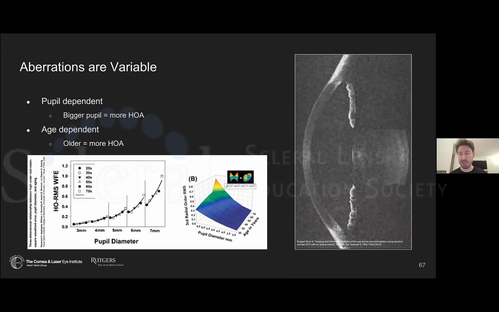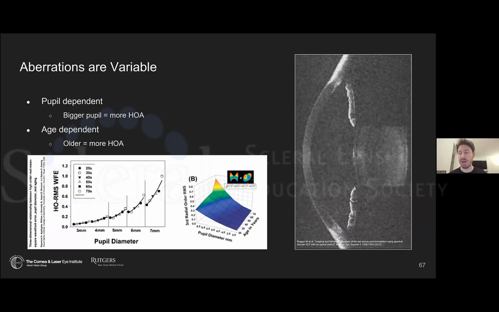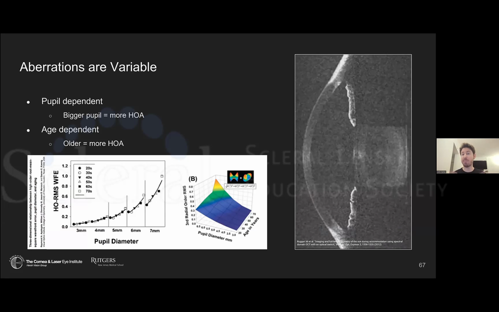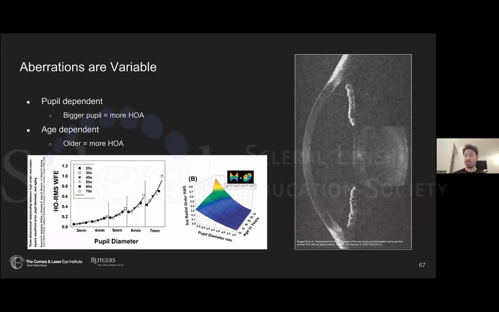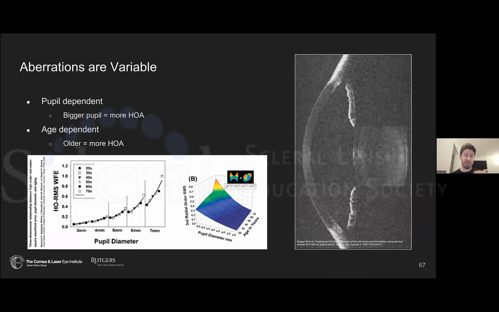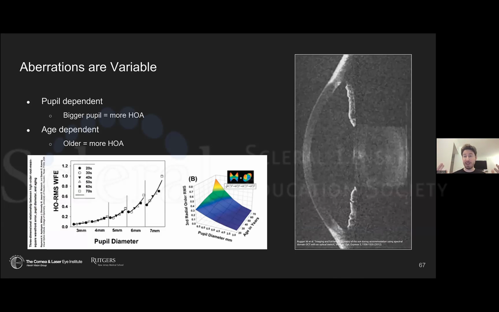Now, one of the questions in the Q&A was, are the numbers comparable across different machines, and are there any common cutoffs or RMS values that should make you pay more attention? Well, aberrations are variable based on pupil size. Whether we're outside in the bright, or it's nighttime in the dark, our pupil is changing size, and that's going to change the amount of light that comes into the eye, and thus the amount of aberrations that's present.